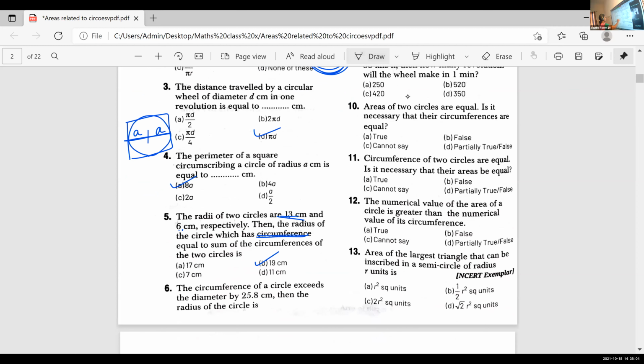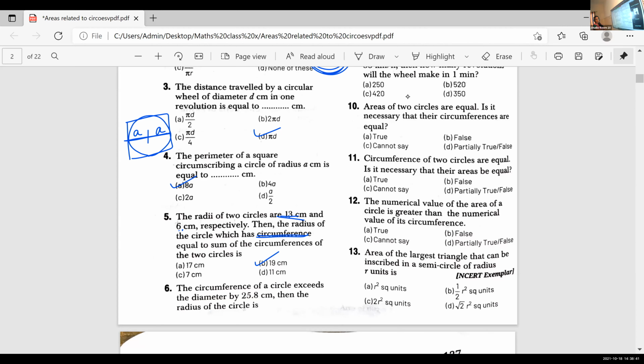Look at the next question. The circumference of the circle exceeds the diameter by 25.8 centimeter. Then the radius of the circle is. Okay, this is again a different question. Write this question, children. Note down this. The circumference of a circle exceeds the diameter by 25.8 centimeter. Then the radius of the circle is.